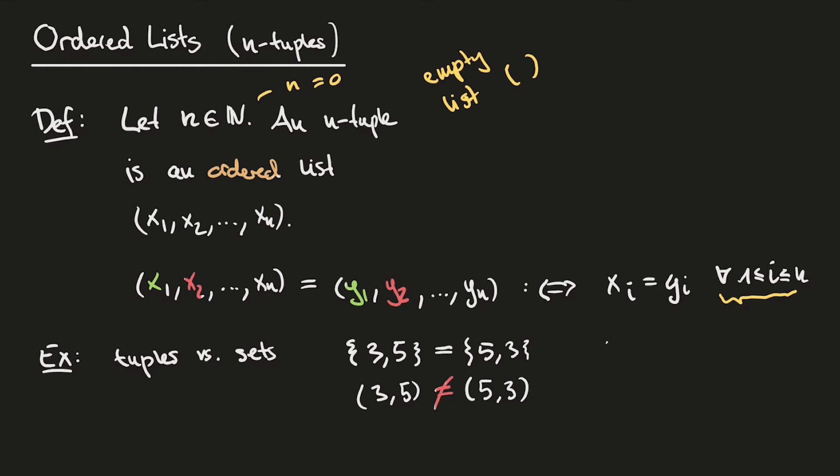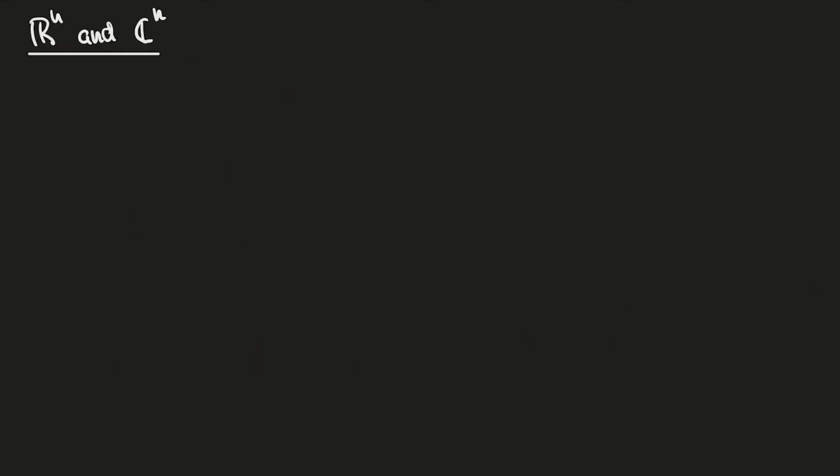Similarly, sets don't respect repetition, so if we have the set that contains 4 listed twice, this is the same as the set that just contains 4, because the only element in this set is the number 4. However, on the contrary, if we have an ordered pair that contains (4, 4), this is not equal to the ordered tuple that just has one entry of 4, because two n-tuples have to have the same length in order to be equal. We're now finally in a position to give the definition for R^n and C^n.